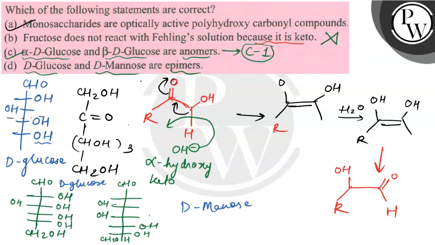Now, in D-glucose and D-mannose compounds, we can see the OH bond. The second OH bond will be the same over here, in the same direction. Okay, so such compounds are known as epimers of each other. So D-glucose and D-mannose are the epimers of each other. So this will also be correct. Option number D will also be correct, and option number A will also be correct. These three sentences are correct. Option number A, C, and D are correct.